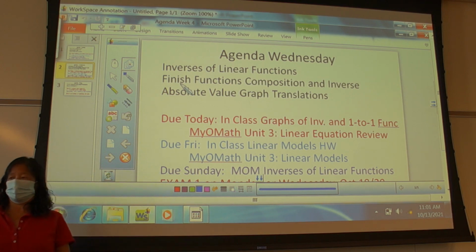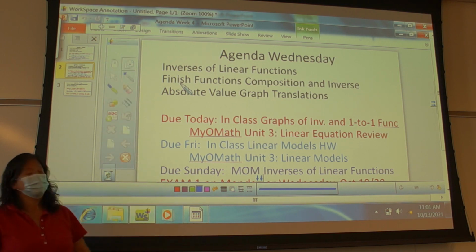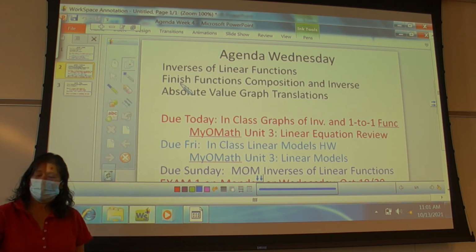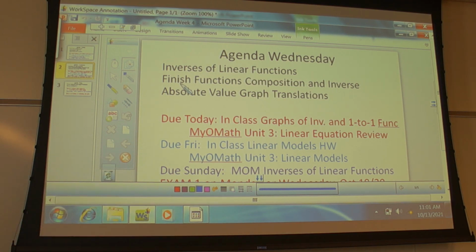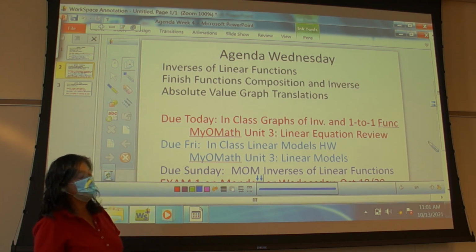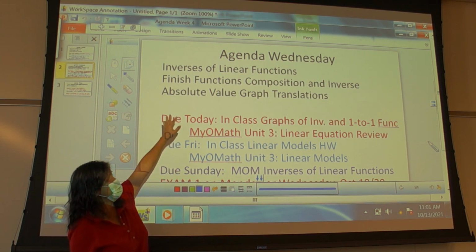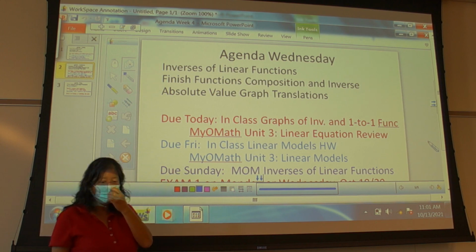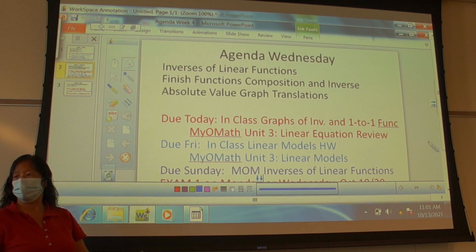So the inverse one was when I was supposed to show you how to find inverses, which I did on the fly last time, but it's actually laid out nicely in this handout that you have now. So we're going to go through finding inverses of linear functions, which again I showed you last class, but we'll go through it in a little more detail with some more practice now. And then we'll finish up the functions with composition and inverse. And then lastly today we'll do the absolute value graph translations. So once we finish up those, that's kind of everything for units 1 through 3.